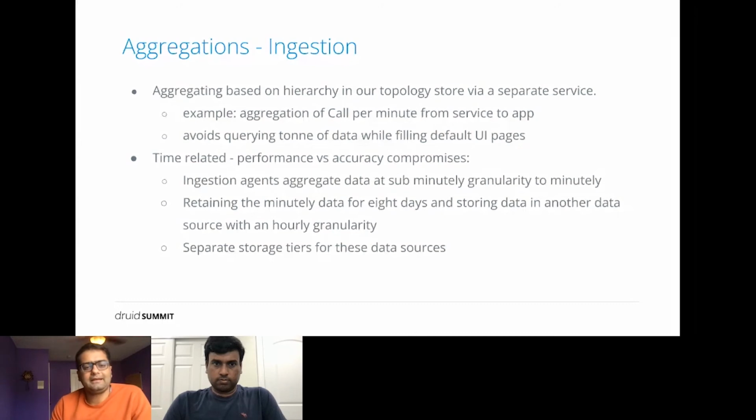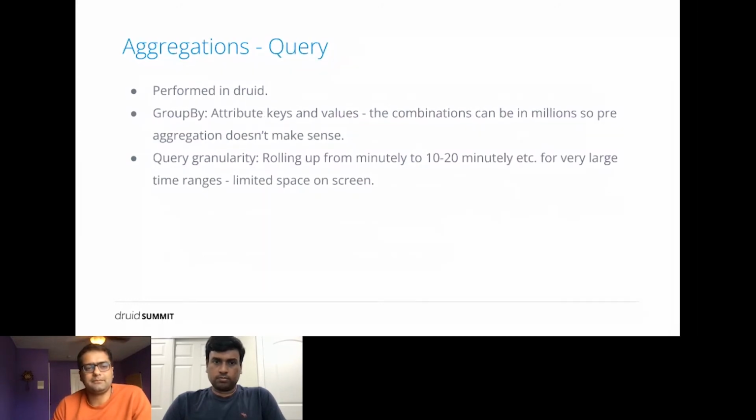And the last part is the aggregation that we do on the query side of things. These are obviously performed in Druid. One thing is the aggregation that we have to do on the attribute keys and values. Those we do in Druid at query time, because the combinations of those keys and values can be infinite, so pre-aggregating them doesn't make any sense.